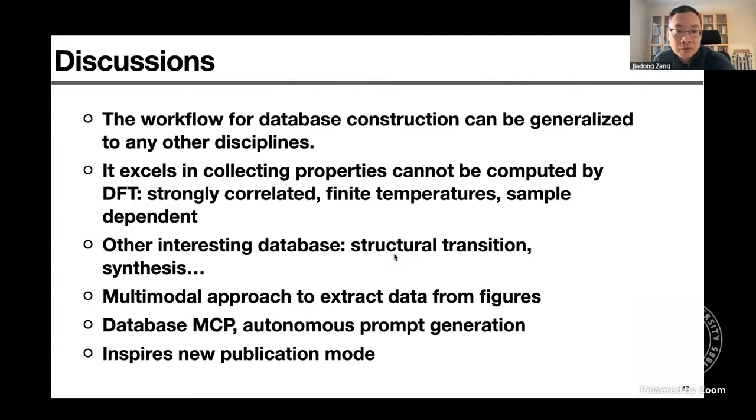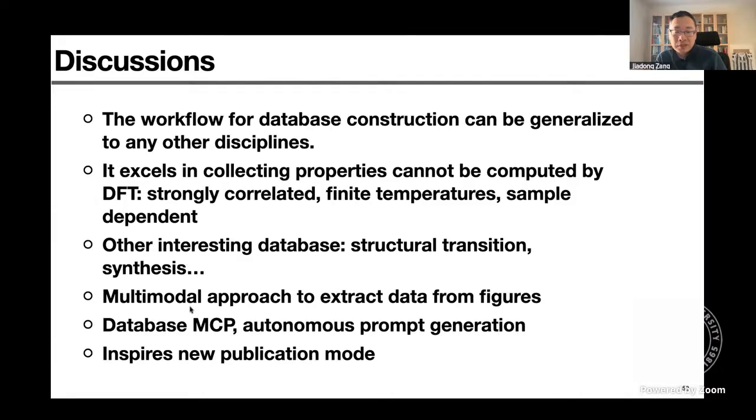Because a lot of materials that any machine learning model predicts are probably in a metastable state. And how can one experimentally synthesize these metastable compounds? So this needs some idea of the synthesis, the precursors, the synthesis conditions, and by collecting this data, we try to collect all the experience from the experiments. And as I said, we would like to use the multimodal models to extract the data from figures, and this can significantly enlarge the size of the database.